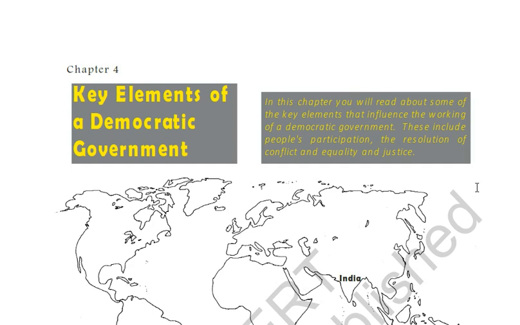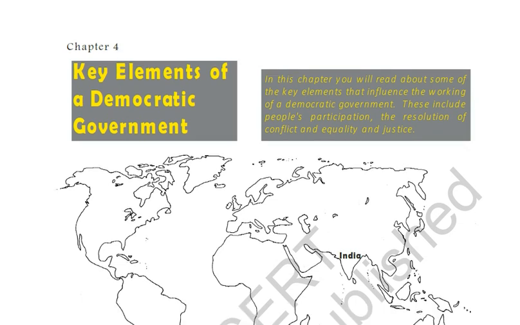So now we are going to read chapter number 4 of NCERT's class 6 Social and Political Sciences. This is Key Elements of a Democratic Government. In this chapter you will read about some of the key elements that influence the working of a democratic government, and these include people's participation, the resolution of conflict, and equality and justice.